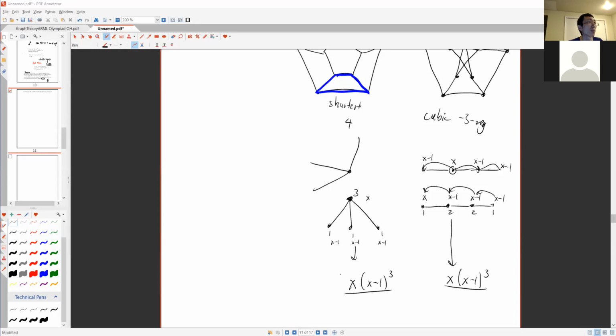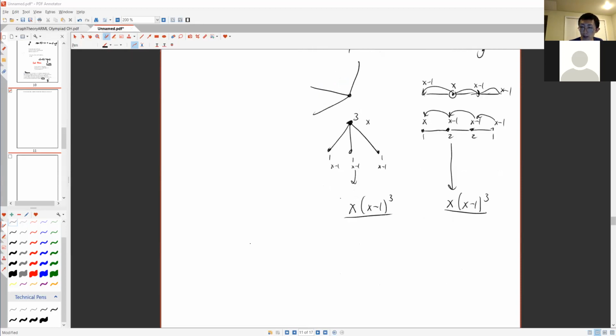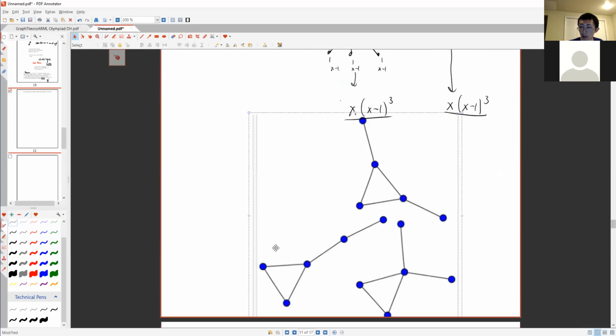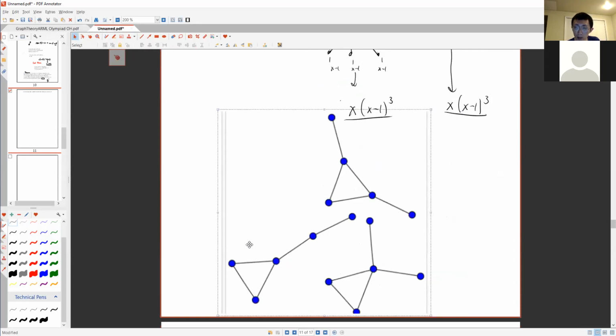So here's another picture of 3 graphs that are not isomorphic from Wikipedia. These 3 are all different, but they have the same chromatic polynomial.